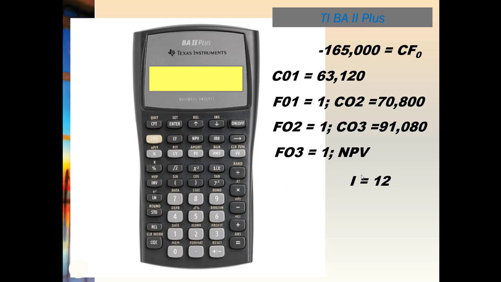And the screen will show I, which is your discount rate. So you enter the number for your discount rate. Then press CPT. Then we'll solve the net present value for you.